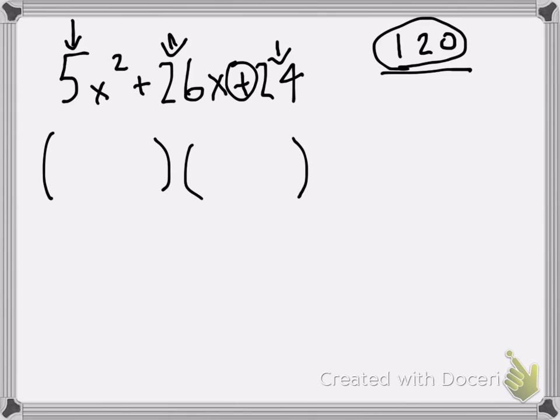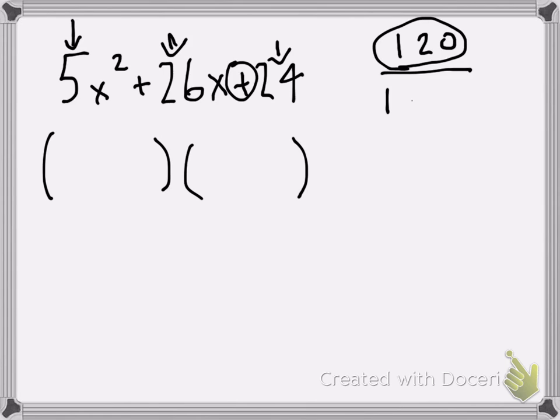So I want to try to find the numbers that multiply to give me 120 and add to give me 26. And because this 120 is kind of a bigger, more difficult number to work with, you probably just want to start making factor pairs for 120 until you find the pair of factors that does what you want. So that's what I'm going to do. I'm just going to start listing out factor pairs until I find the pair that adds to give me 26.